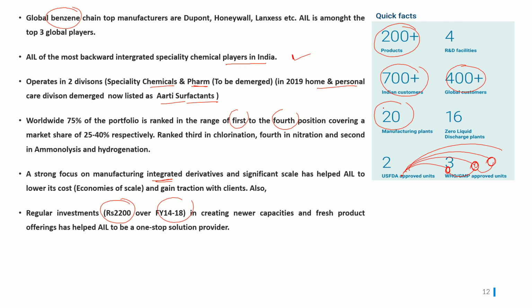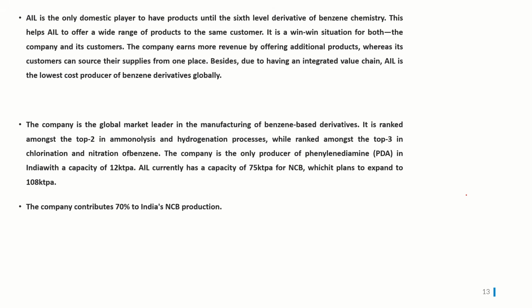And they are manufacturing, like from when they started till now, they've expanded into 20 different plants. And the units they have for the pharma sector, 2 of them are US FDA approved and 3 of them are WHO approved, right? Now let's read more about Aarti Industries.